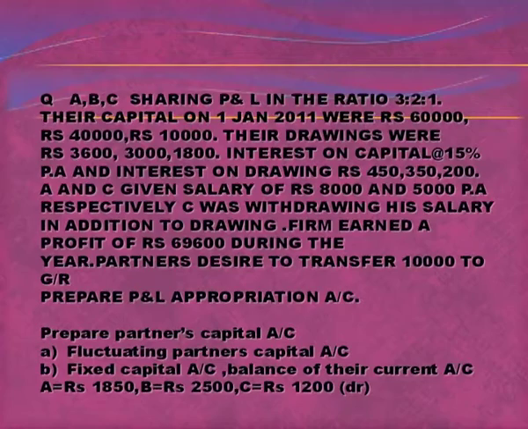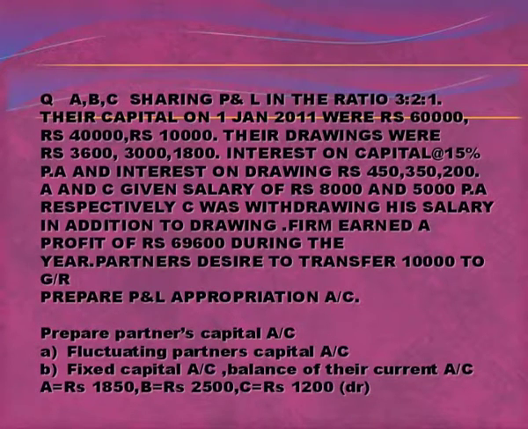Third, under fluctuating partners capital account, we put all the entries under one account, that is fluctuating partners capital account, but under fixed partners capital account, all the transactions which are of routine nature will be transferred to current account, and one or two transactions which are of permanent nature will be transferred to capital account. So now let us take one example.